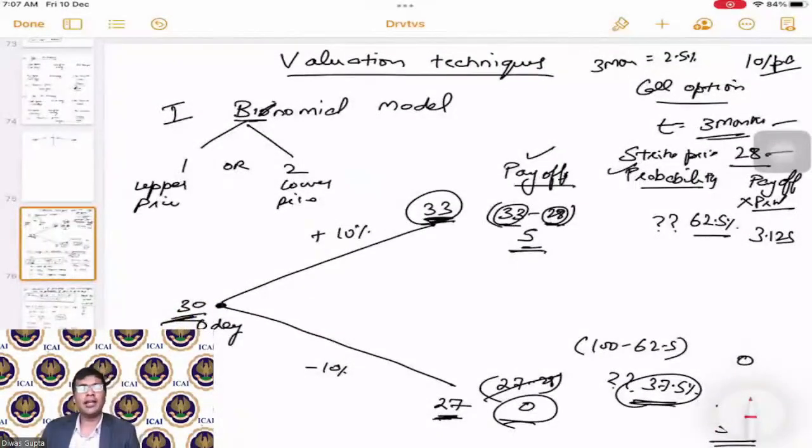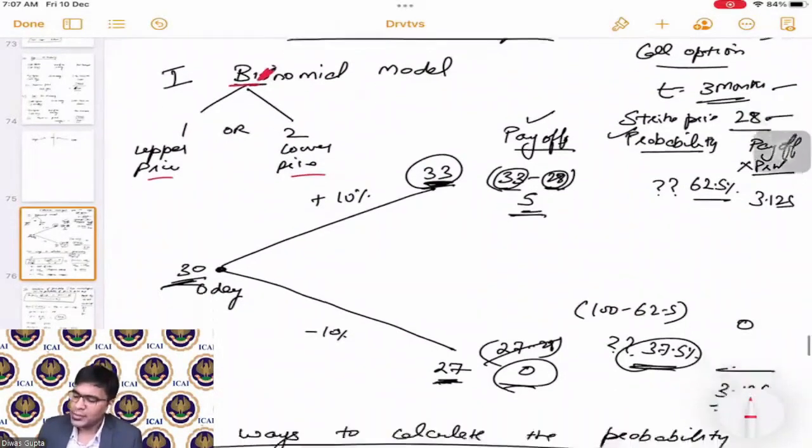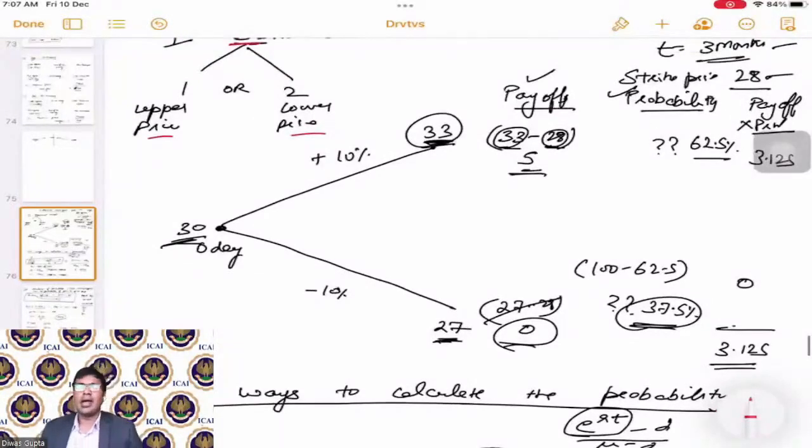Then we studied the valuation technique. So this was our first model, the binomial model. There was a spelling mistake here, BINOMIAL, binomial model. So we said that bi means two, either one or two: the upper price or the lower price. The entire model says that at any given point of time, there can only be two ways. Either the price goes to the higher extent, or the price goes to the lower extent. If the price goes to the higher extent, we have to calculate the payoff. Similarly, at the lower extent, we have to calculate the payoff. And we have to calculate the risk neutral probabilities.